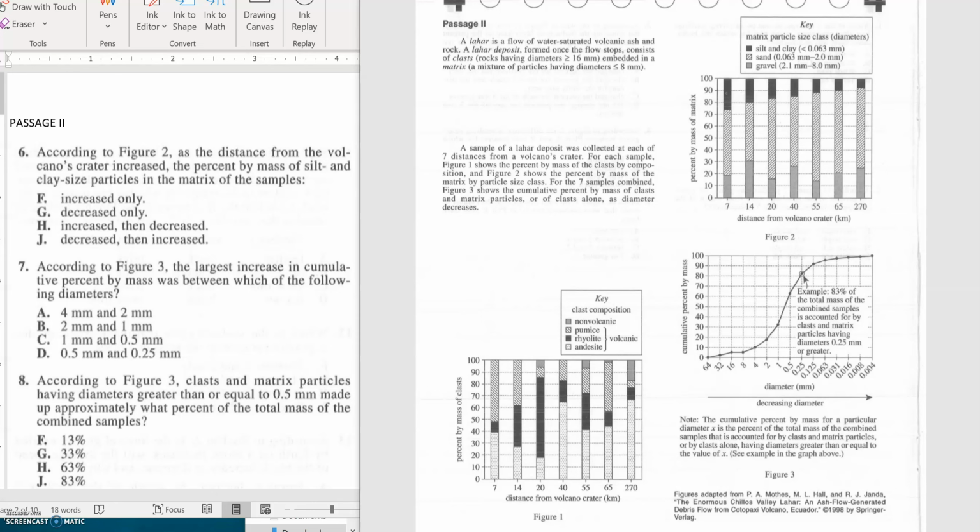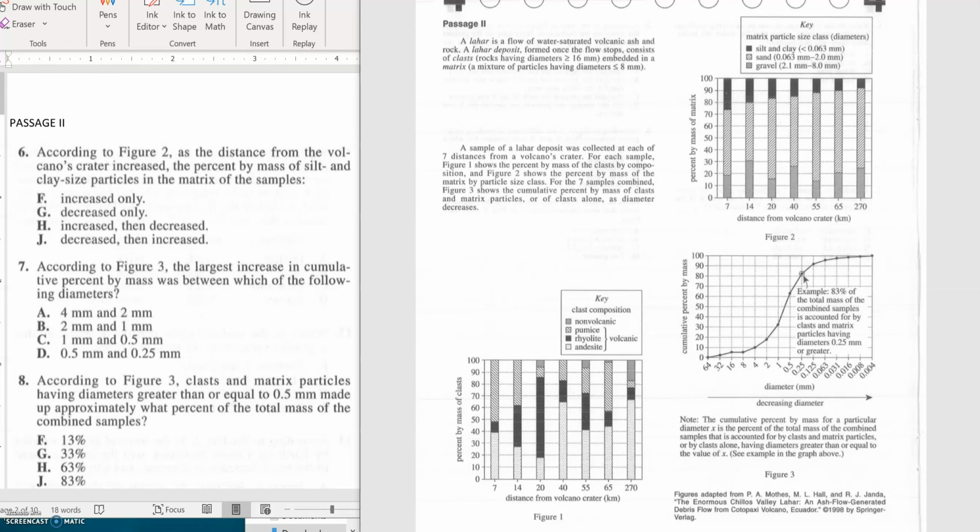Okay, moving on to passage 2. So I'll do a little scan of the experiment or the study, just to get my bearings, just to see if I feel like I want to read something, and just to get an idea of the figures. I usually take about maybe 15-20 seconds just to scan it.